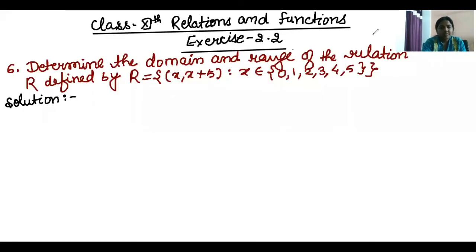Now question number 6. Determine the domain and range of the relation R defined by R equals {(x, x + 5)}, where x belongs to {0, 1, 2, 3, 4, 5}. This is just a set. According to that, we have to write the domain and range. So first of all, we have to write R in roster form. One by one, we will write elements.